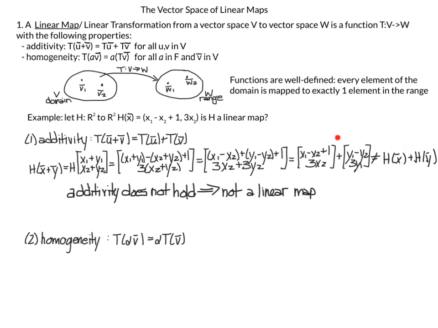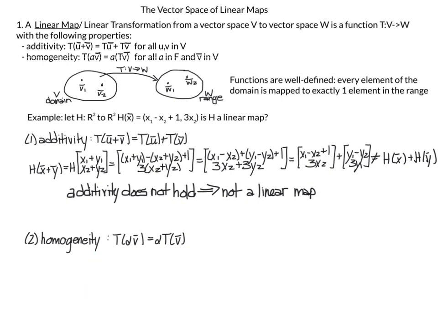Well, actually, this part is good for h of x, right? We have our x1 minus x2 plus 1 over 3x2. It's this over here. This does not equal h of y because we're missing that plus 1. So because this is not equal to h of x plus h of y, additivity does not hold, and therefore h is not a linear map. And this is enough to show that h is not a linear map. We do not have to do any more.